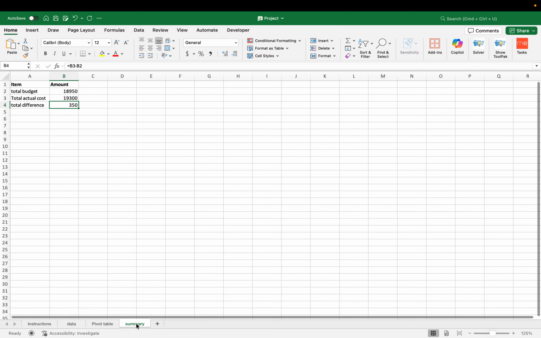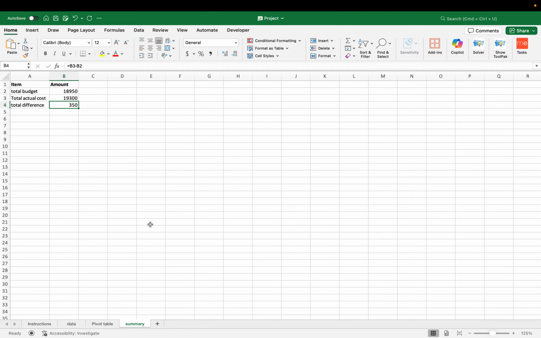Next is the summary tab. So this provides an overview of the entire wedding budget. So I use some formulas here to calculate the total budget, total actual cost, and then the total difference. So instead of looking at each category individually, the sheet allows you to calculate just those values.